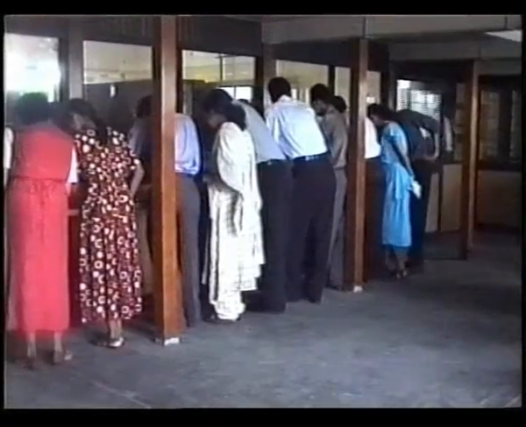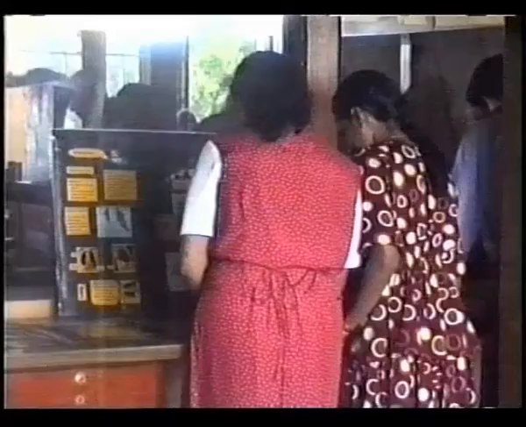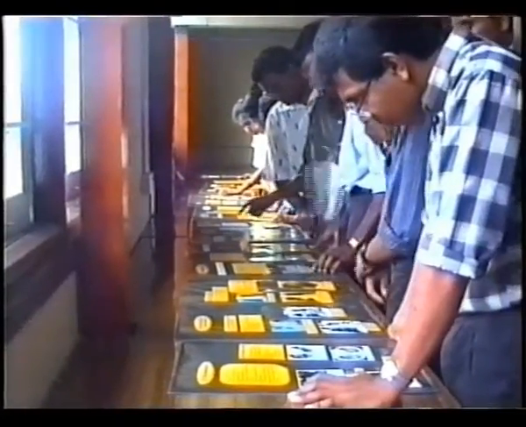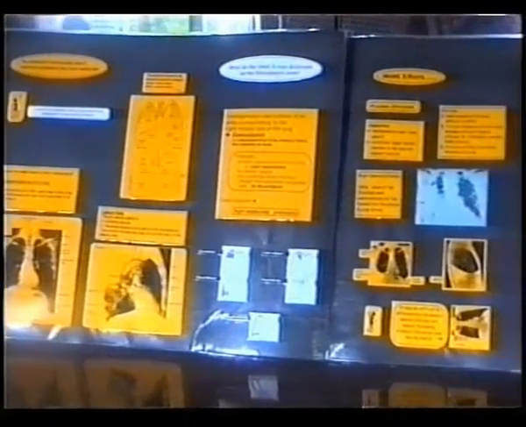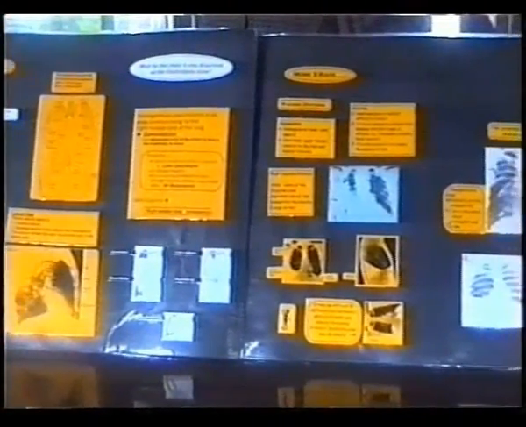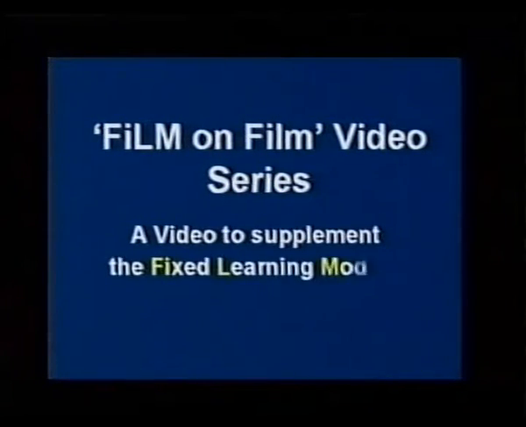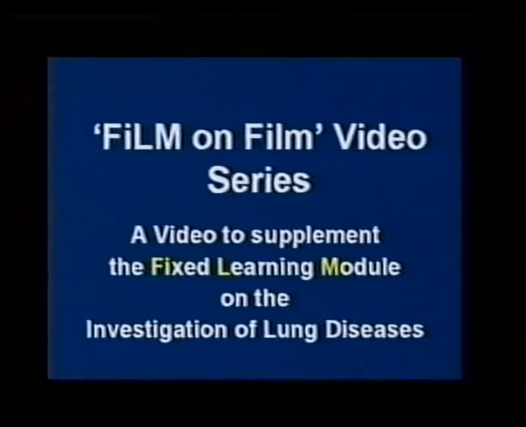Fixed learning module is a permanent display of teaching and learning material which students go through at their own convenience. In the respiratory module, we have two fixed learning modules, one on pleural diseases and the other one on the investigation of lung diseases. This video is to supplement the fixed learning module on investigation of lung diseases.